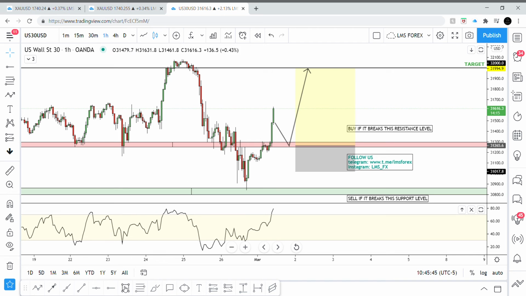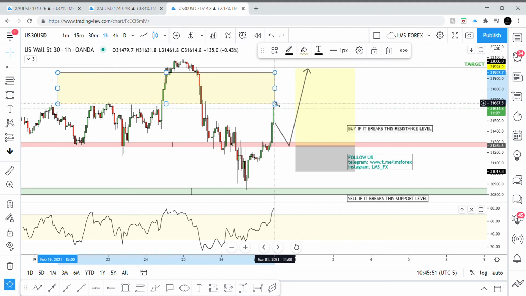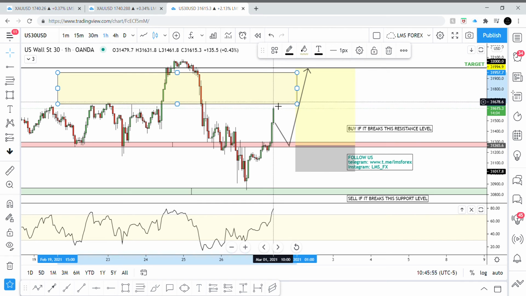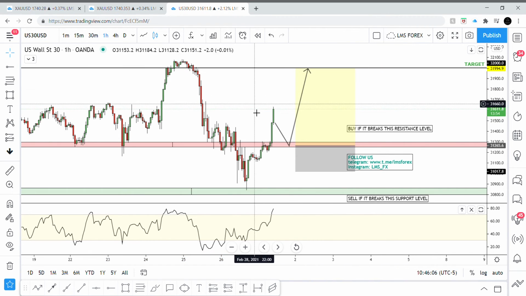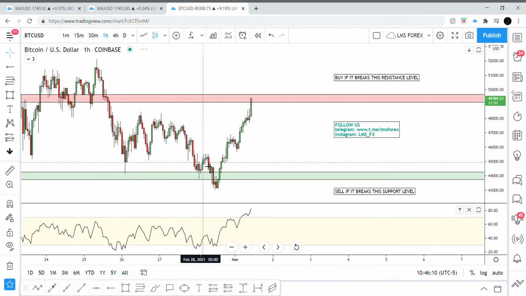And after, if it breaks this level, I would say this area right here is completely clean traffic. So if it goes in there and closes inside there, the chances are it's just going to fly. It's not even going to come down to do any type of retest or anything. So we'll see what's going to happen there. Alright guys, so that's basically what we're looking at right now.